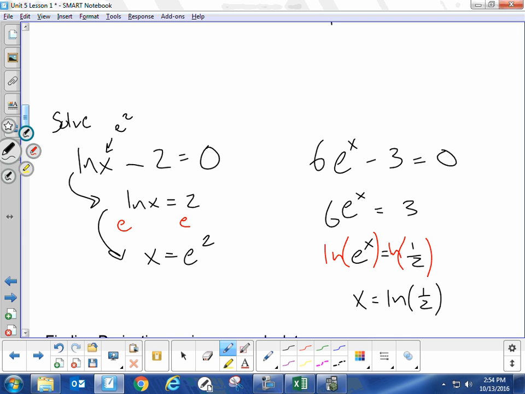Okay, it should look like that. It's the natural log of 1/2. Any questions on those?